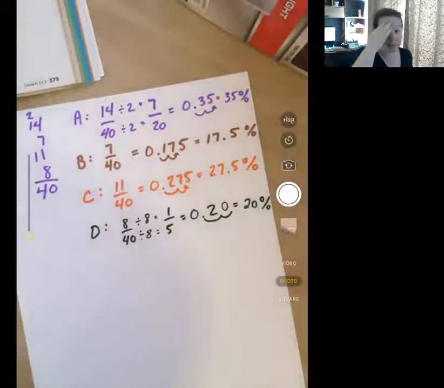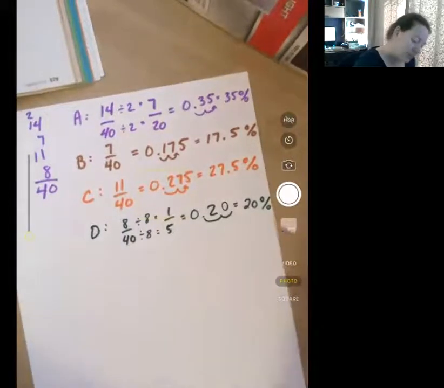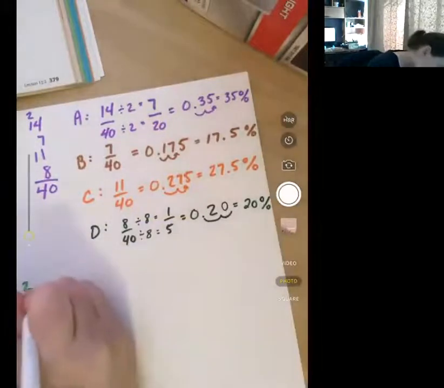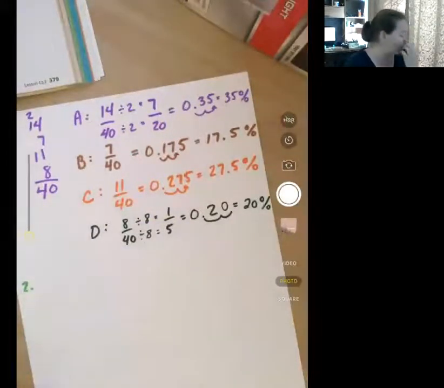Okay, so that is number 1. Let's look down at number 2. Number 2 says, Rachel's free throw average for basketball is 60%. She wants to predict how many times in the next 50 tries she will make a free throw. Describe how she could use 10 index cards to predict the answer. So she has 10 index cards. She knows that she has an average of 60%.